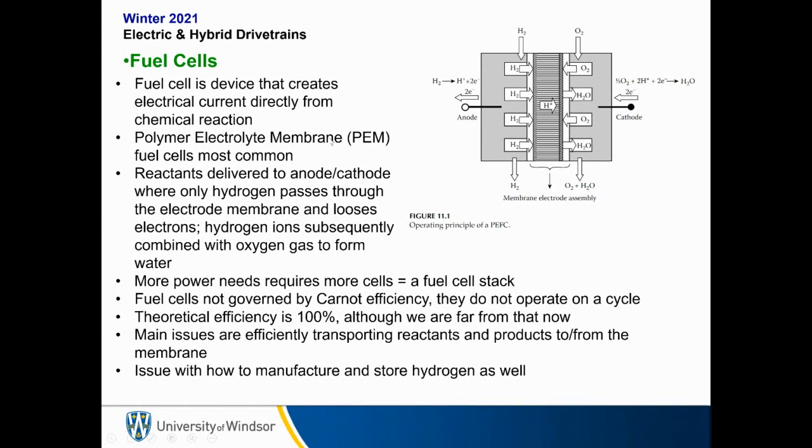The polymer electrolyte membrane, or PEM, fuel cell is the most common. So briefly what happens is reactants are delivered to the anode and cathode, where only hydrogen passes through the membrane and loses electrons. These hydrogen ions subsequently combine with oxygen gas to form water. So we get these hydrogens going through this membrane, it loses some electrons, and then the hydrogen becomes water. So the only emission from a fully properly operating fuel cell is water.